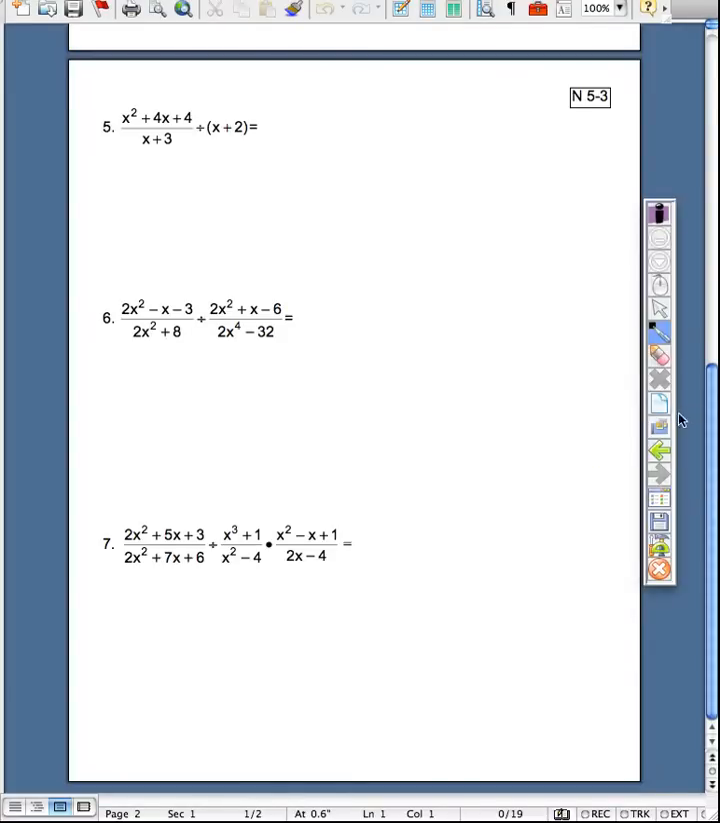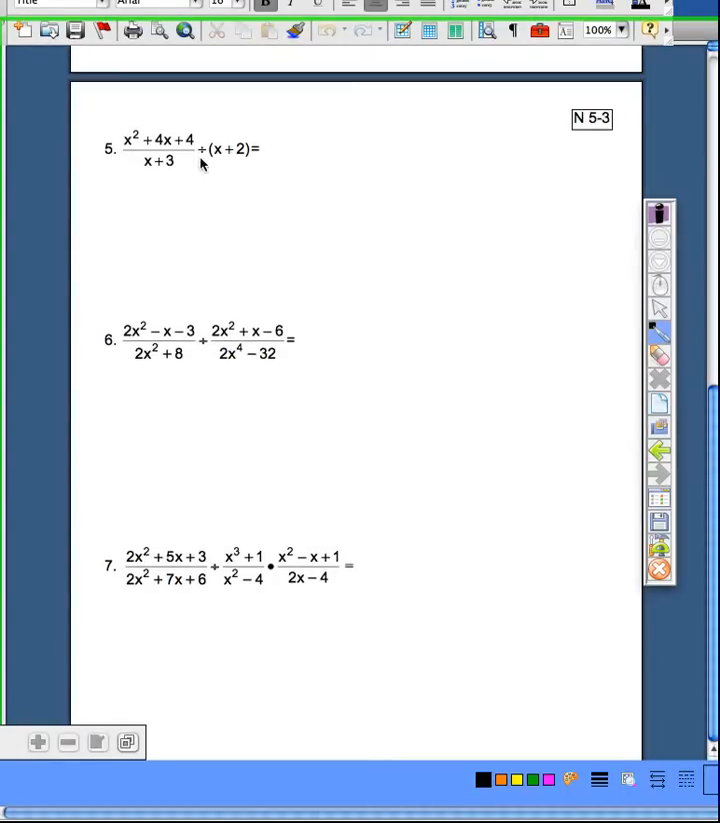Get my pen back. All right, this is a division. Remember, when you divide by a fraction, it's the same as inverting and multiplication. So we're going to change this to a multiplication, and that's times 1 over x plus 2. Okay, we invert and multiply.